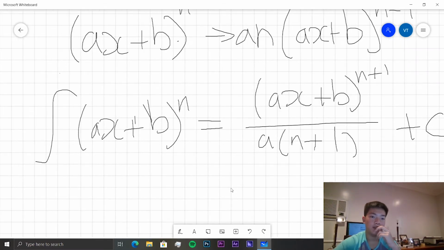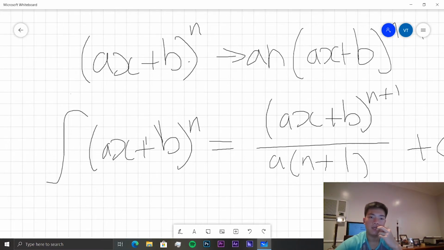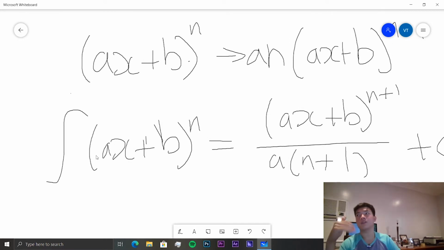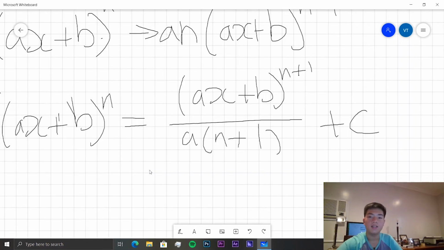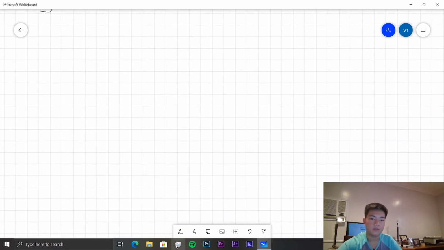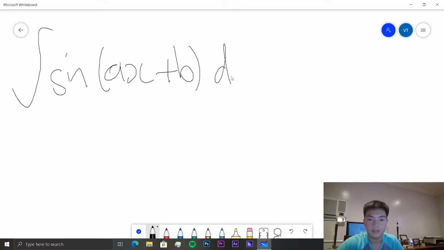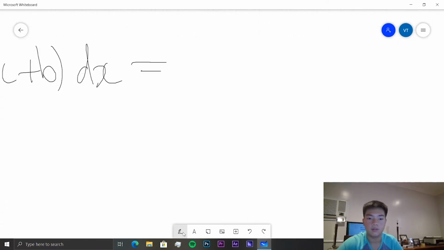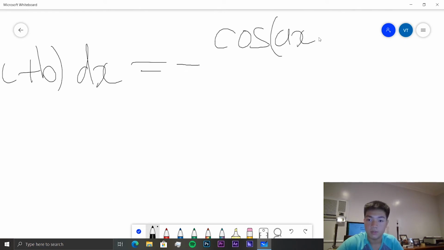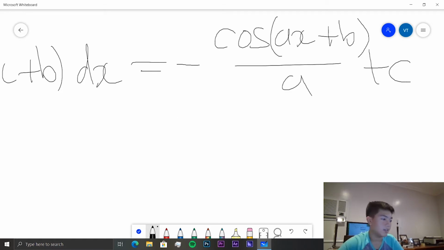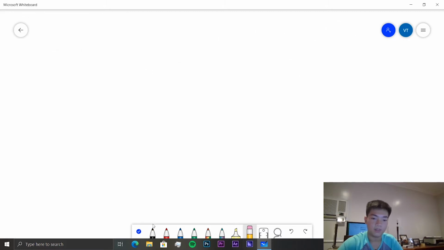So yeah, this is very handy to know. I think we're going to go on to more about reverse chain rule later on because that can be a lot trickier. But in this case, this is the basics. It also works for other functions. For example, the integral of sine(ax + b) is equal to negative cosine(ax + b) divided by a, plus c. So I think knowing that, we can jump into some questions now.